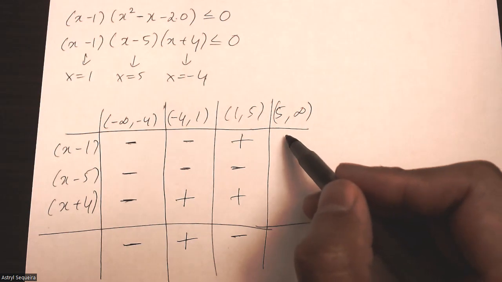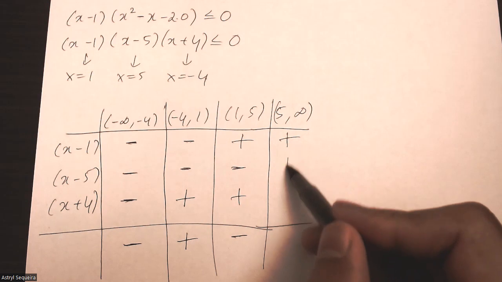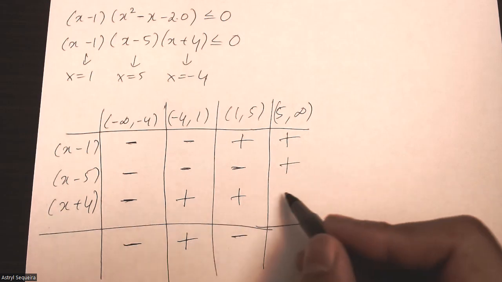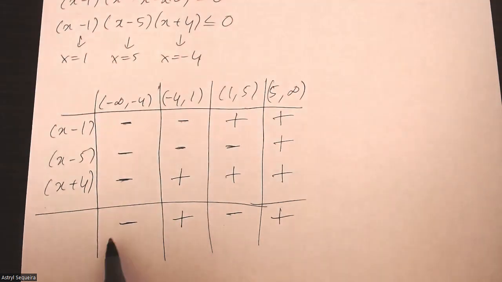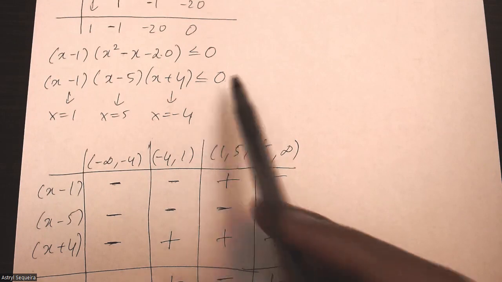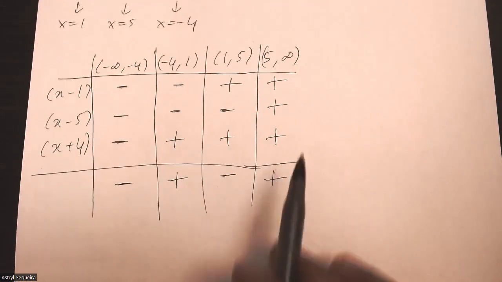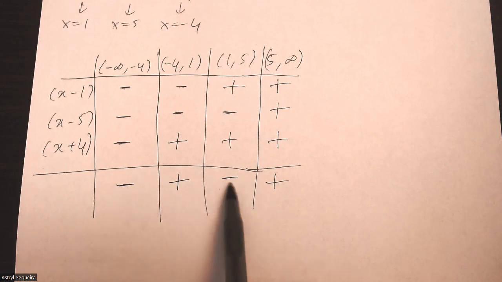I'll pick +6. 6 minus 1 is 5. That's positive. 6 minus 5 is 1. That's also positive. 6 plus 4 is 10. That's also positive. This is just positive. So this question says, where is this inequality less than or equal to 0? Which means where is it negative? It's negative in these two intervals.